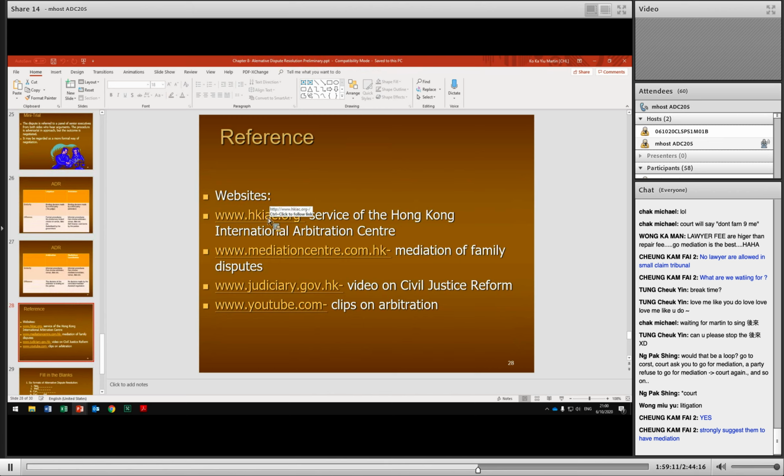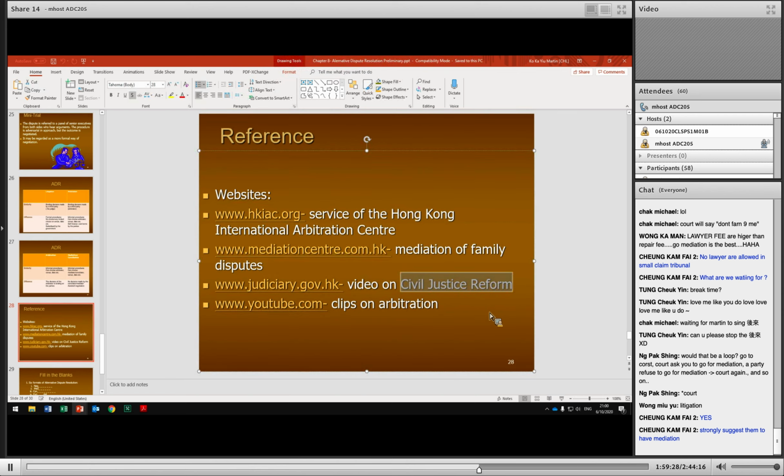So you may refer to those websites. This one is the Hong Kong International Arbitration Center, HKIAC. This one is the Mediation Center of Hong Kong. This one is the judiciary. You can find what we collectively call civil justice reform. So mediation is part of the civil justice reform. The court always tries to simplify the procedure to make litigation more efficient, so as to have better effectiveness and efficiency. On YouTube also you can find a lot of clips on arbitration and also mediation.